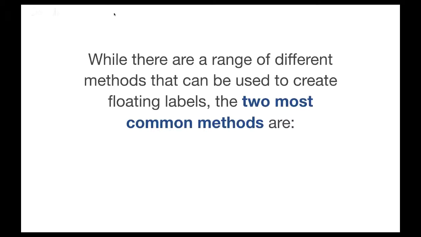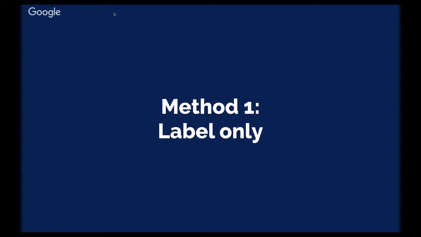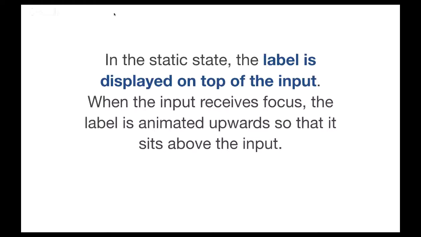So now let's talk about the different methods we've got out there. There are two fundamental methods, and I'm going to talk about each of them and break them down a bit for us. The first method is called the label-only method. What that does, in the static state, the label's displayed on top of the input, and the input, when it receives focus, the label's animated upwards.